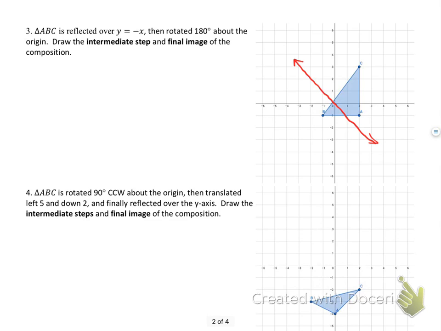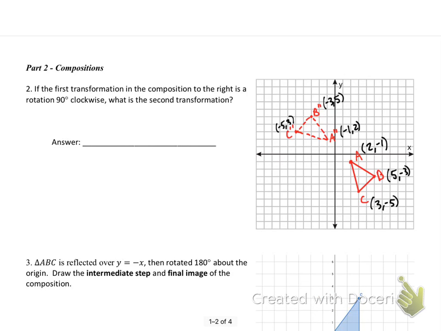All right, now I skipped number 2. I'm going to come back to that one because when I made this review, I forgot to include something on there, which you can see now. You don't have to write the points, but you should have your initial triangle ABC and the final image of it, which is A double prime, B double prime, C double prime, in those locations. So if you want to just look at the coordinates for those points, that might make your graphing of it a little bit faster.